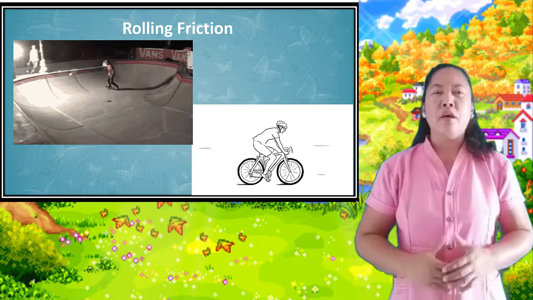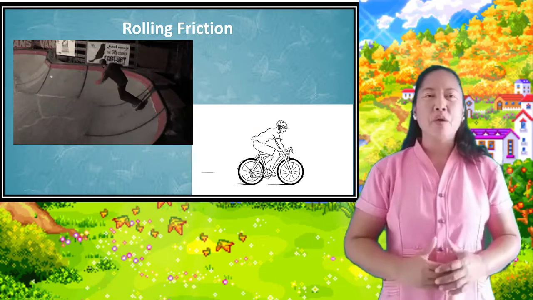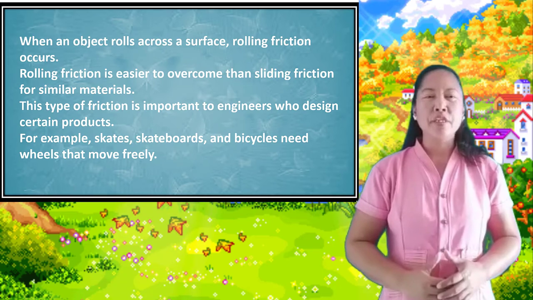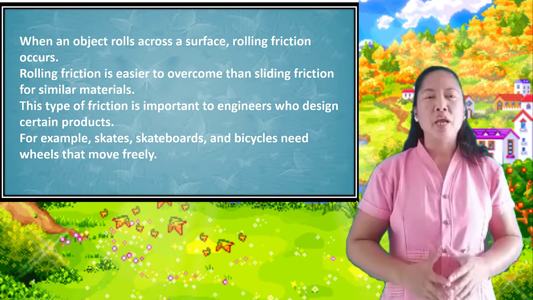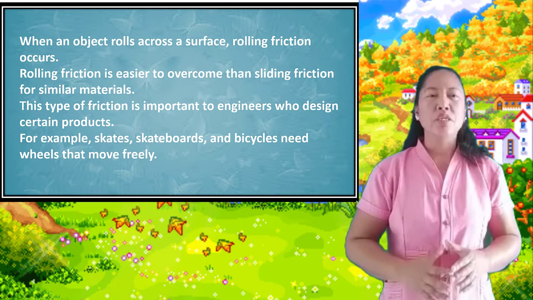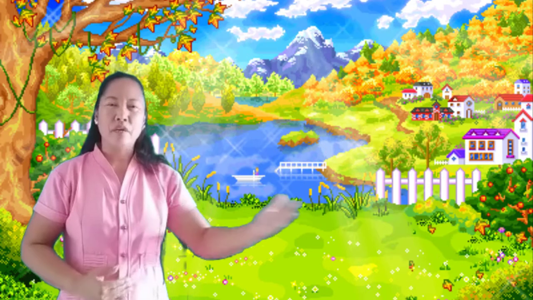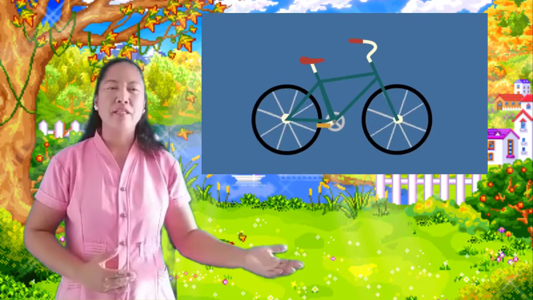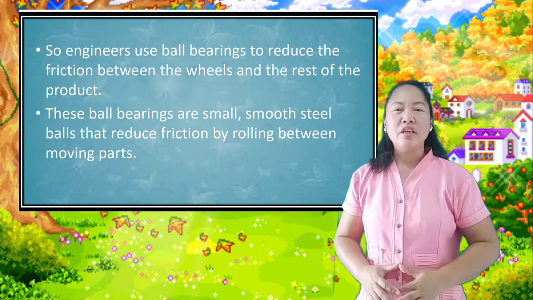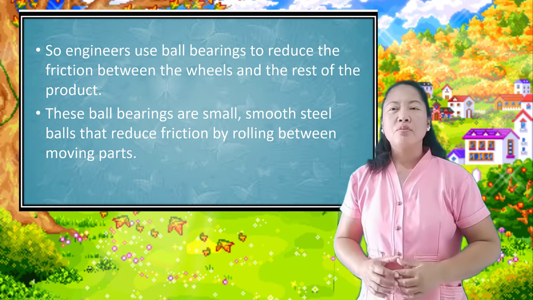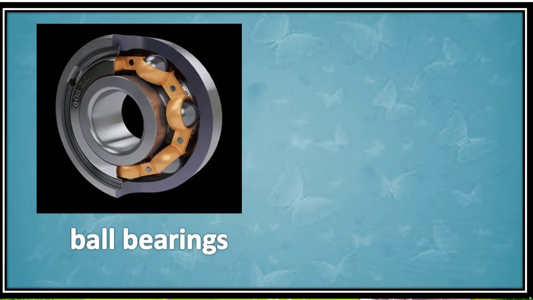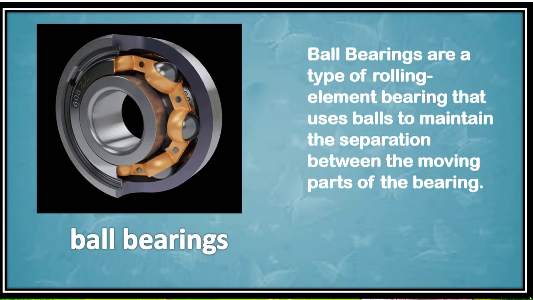Rolling friction. When an object rolls across a surface, rolling friction occurs. Rolling friction is easier to overcome than sliding friction for similar materials. This type of friction is important to engineers who design certain products. For example, skates, skateboards, and bicycles need wheels that move freely. So engineers use ball bearings to reduce the friction between the wheels and the rest of the products. These ball bearings are small, smooth steel balls that reduce friction by rolling between moving parts.